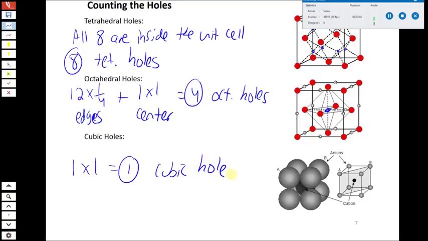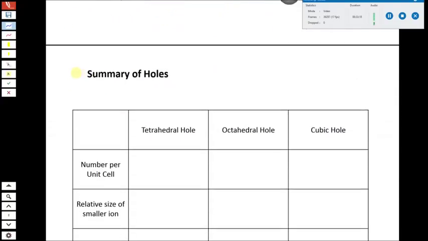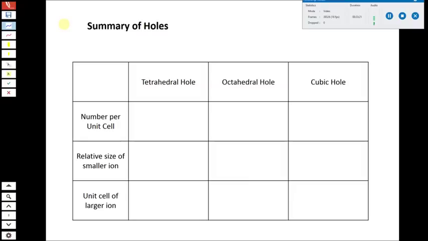All right? So that's how we count them. And that means if you have the cubic hole occupied, you have 1 cation in that unit cell. All right, so we now know the locations of the holes, we know the sizes, and we know how many of them there are in the structure. So let's do a quick summary of that here, because this again is the important information you're going to want to know about these when you're going through homework and test questions.